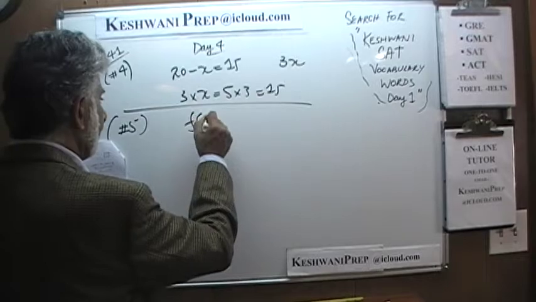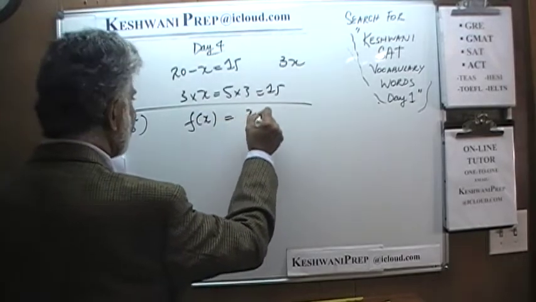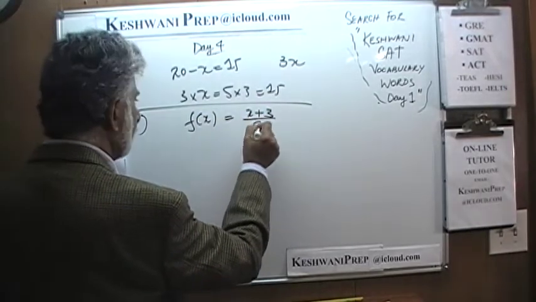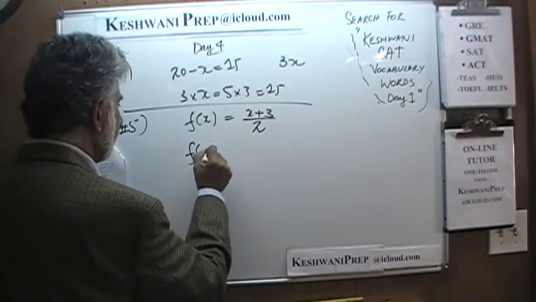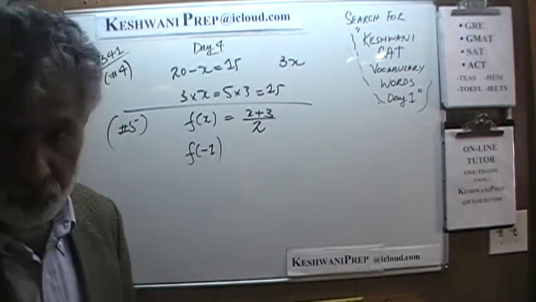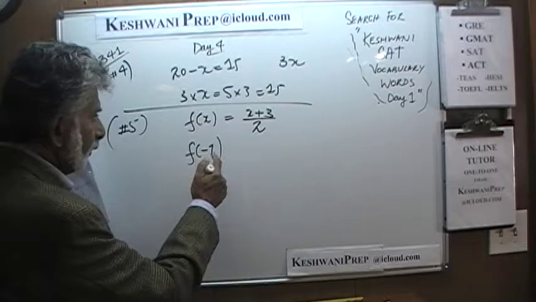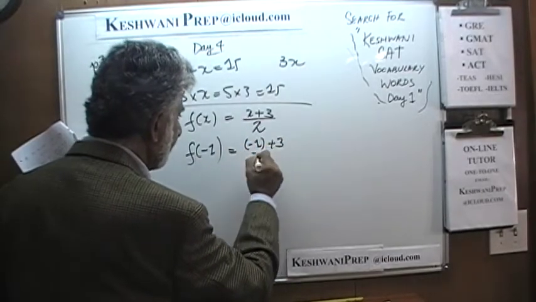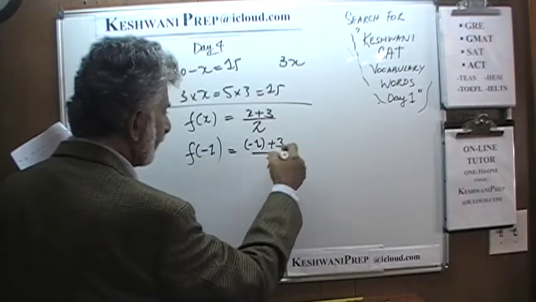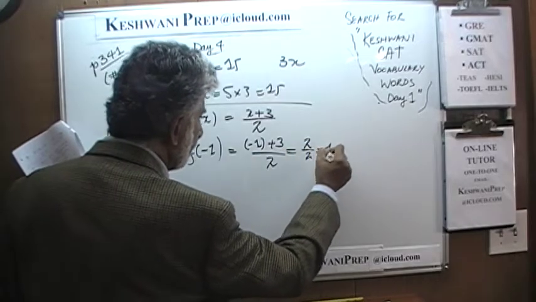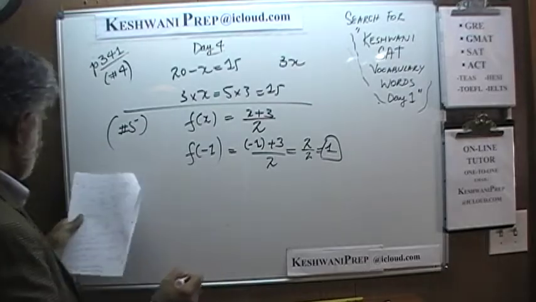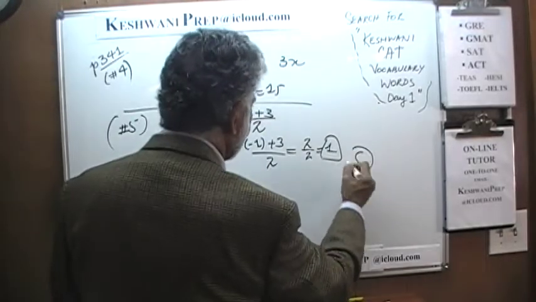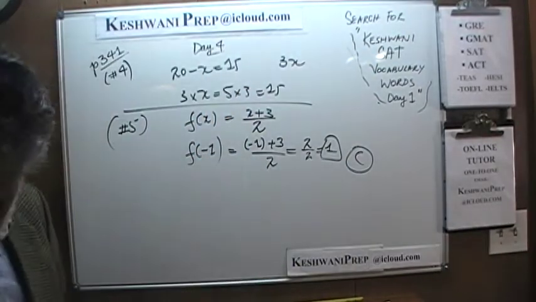We're given a function, f of x, we are told, is (x plus 3) over 2. And the question is, what's the value of this function when x equals negative 1? Let's find out, shall we? f of negative 1 is going to be, where we see x, we replace it with negative 1, plus 3, over 2. Negative 1 and positive 3 is going to be 2 over 2. It's just 1. And that's answer choice C. Let's look at number 6.